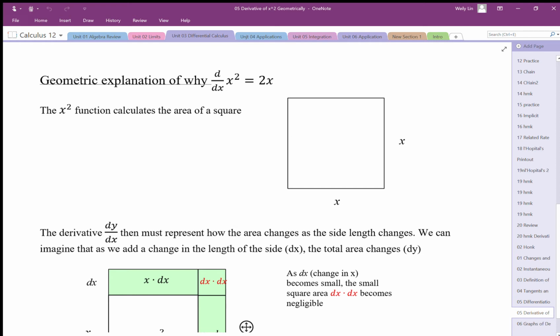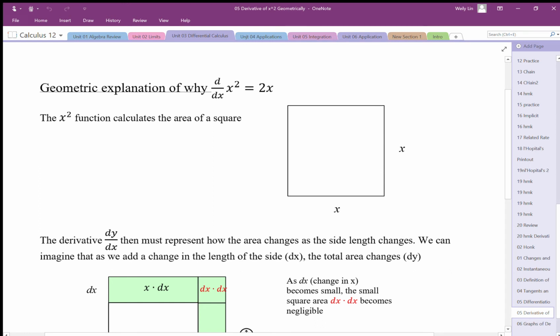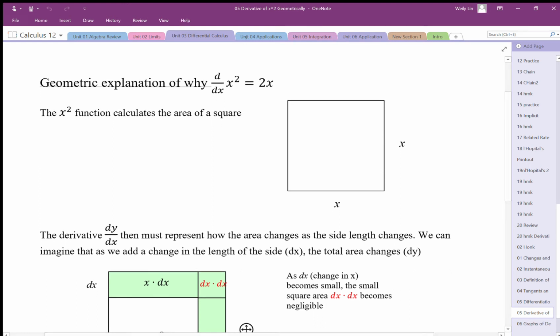So if you take a look at what is x squared, well, x squared is a function that calculates the area of a square given some side length x. The input is x, the output would be x squared, which would be the area there. Okay, so that's what x squared actually calculates. So it is the area of a square.